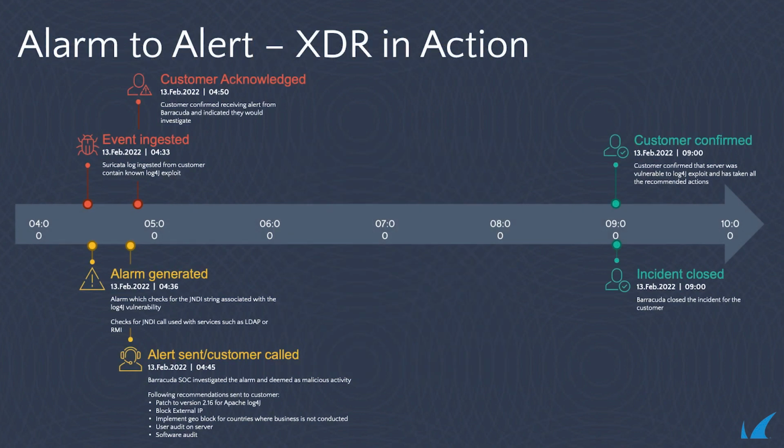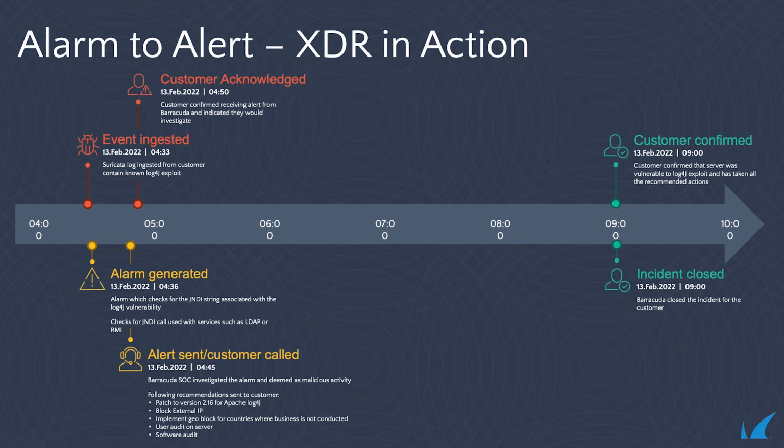So we talked a lot about the different types of alarms, the threat intel integration, the SOAR integration. Let's look at an alarm to alert in XDR in action. So an event is ingested at 4:33 a.m., which is a Sarah catalog that contains a JNDI exploit. Given that we have alerts and rules in place, an alarm is generated at 4:36, 3 minutes later.